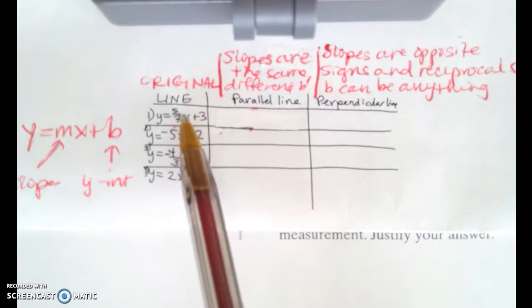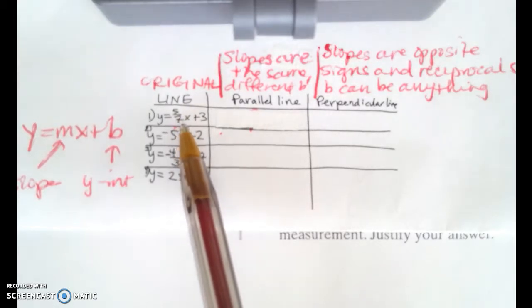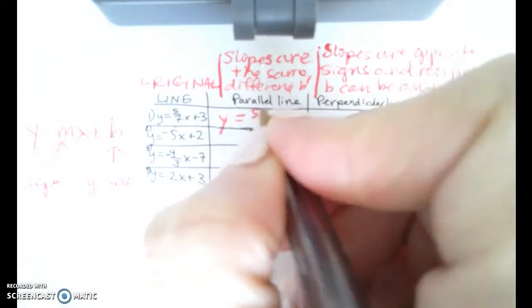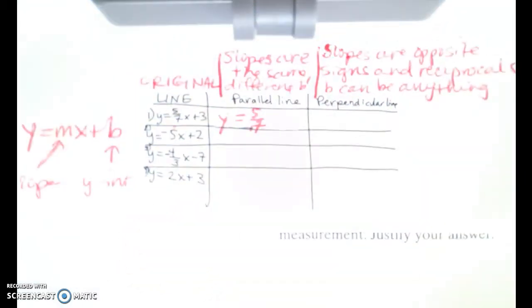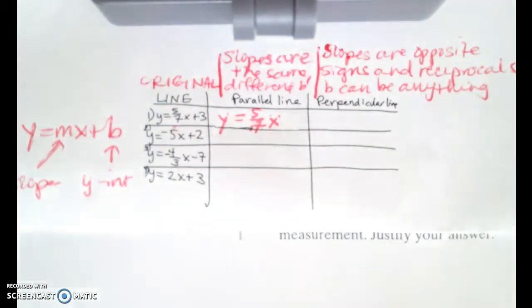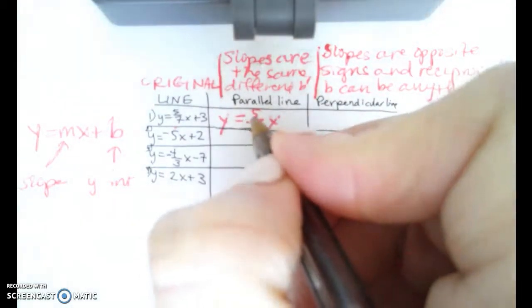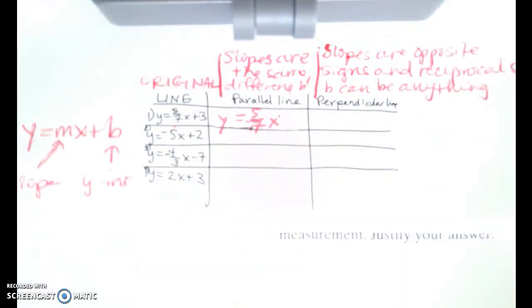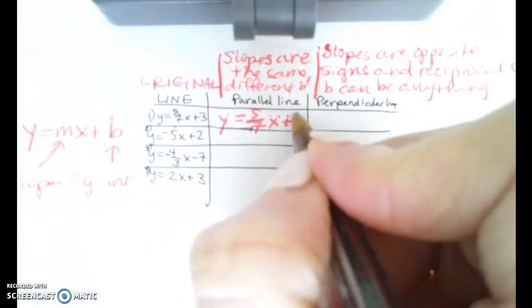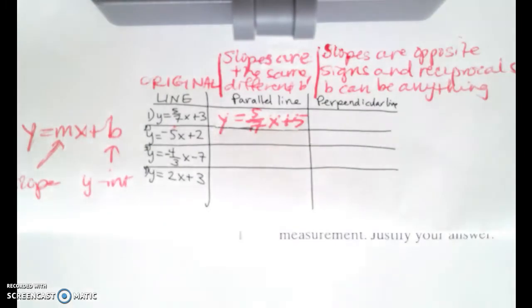So if I'm looking at a line that has y equals 5/7 x plus 3, I'm going to write an equation of a line that also has 5/7 as its slope, 5/7 x plus anything other than 3. Because if I used positive 3 here, then I would have the same exact line, and that's not what I want. So y equals 5/7 x plus 5. Okay, but you could have had anything there.